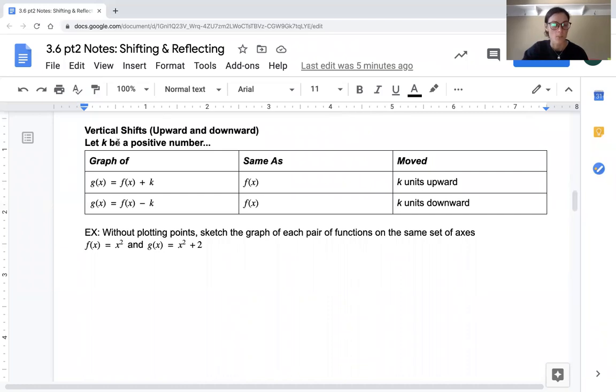So that being said, let's go right into the meat of this lesson, which is vertical shifts, which starts with vertical shifts, upward and downward. So if we let k be a positive number, then the graph of g of x equals f of x plus k is the same as f of x, but moved k units upward. Okay, and then the graph of g of x is the graph of f of x minus k, which is the same as f of x, moved k units downward.